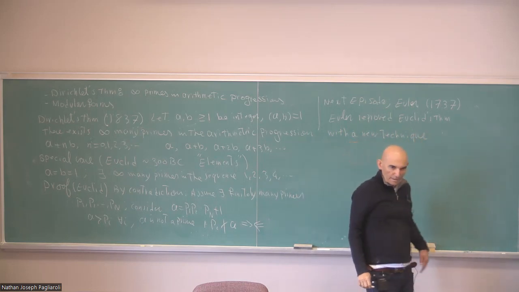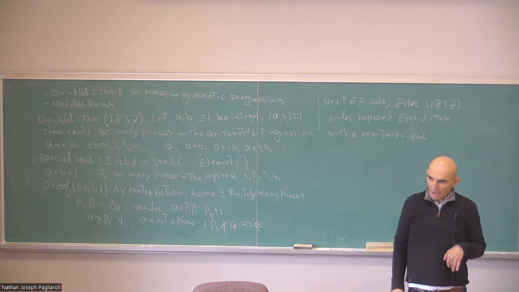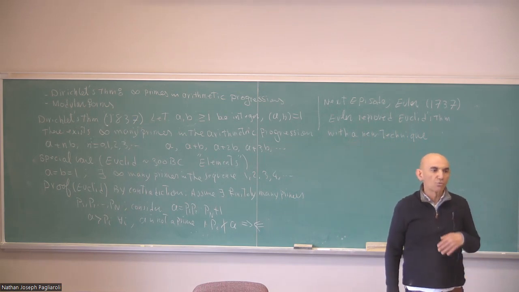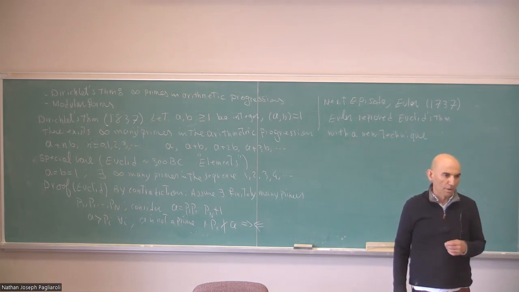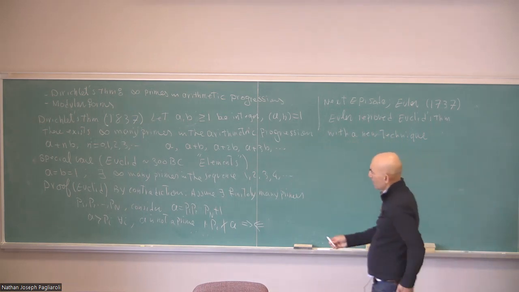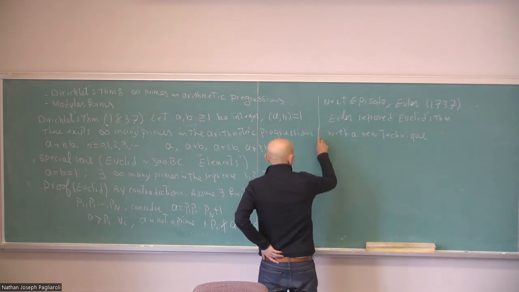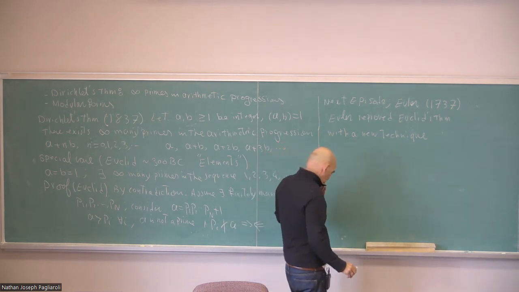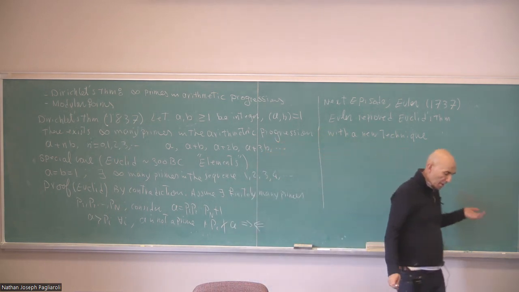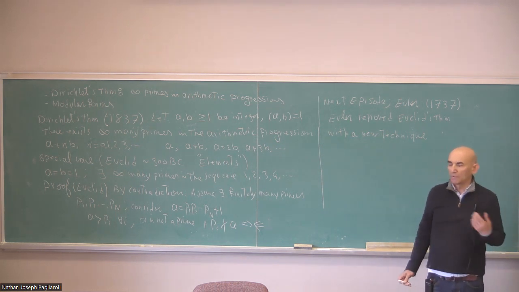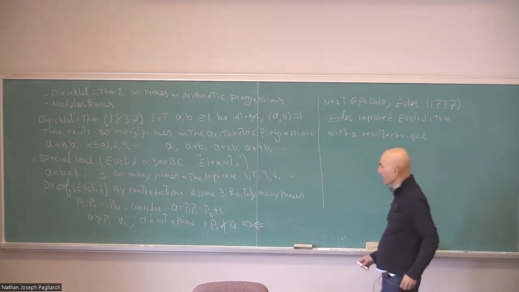And this new technique, as I will show you, actually gives you much more than what you can gain by this classic method of Euclid. So now here's perhaps the biggest idea in analytic number theory, which is the introduction of zeta functions, okay?